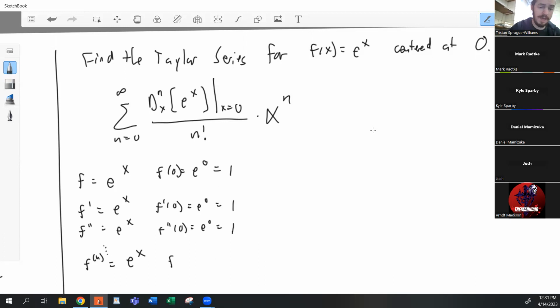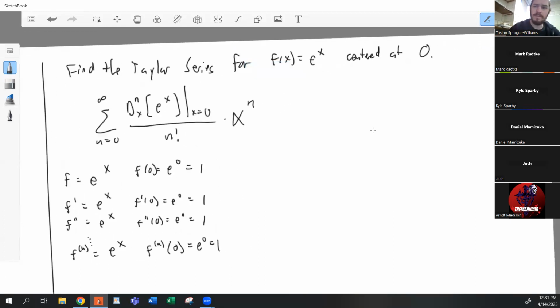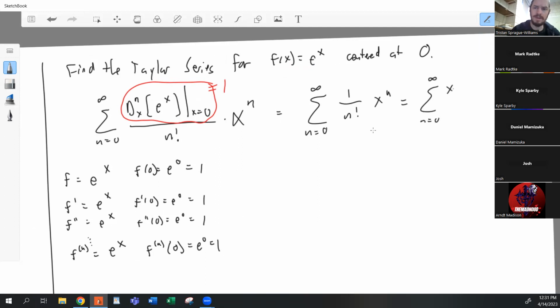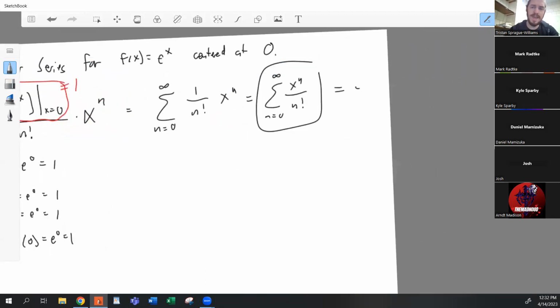They're all 1. The nth derivative of the function evaluated at 0 is always going to be e to the 0, which is always 1. So that means this numerator, the nth derivative of the function evaluated at 0, is always going to equal 1. So this Taylor series is just 1 over n factorial times x to the n, or in other words, x to the n over n factorial. That is the Taylor series. And this equals e to the x.